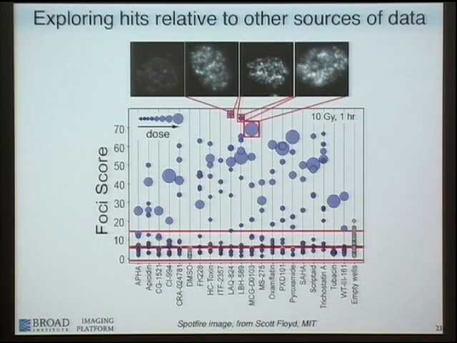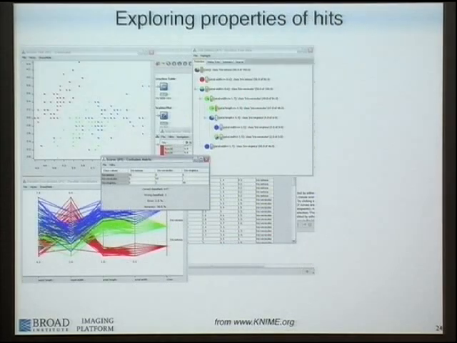So one thing we can do once we have the hits from a screen is explore those hits relative to, or explore the phenotypic score relative to other sources of data. And so here, the source of data is I have increasing doses. And this, again, is from the Spotfire tool, where for this small set of samples here, I can look and see whether the phenotype is correlating with the dosage of each of these different chemicals that have been tested and kind of confirm that that's dose relevant. I can explore other properties of the hits.